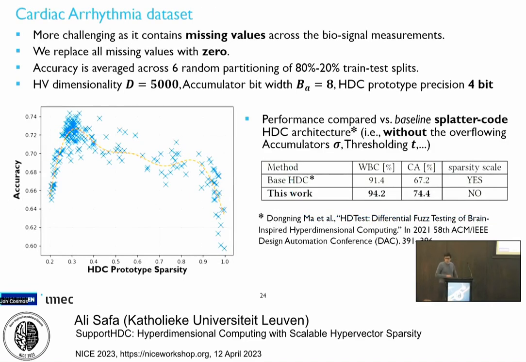We also did some tests with the cardiac arrhythmia dataset from UCI. It's more challenging because it has some missing values in the dataset. And we replace these missing values with 0. It's not the most optimal thing to do, but for the sake of the example. And here we use a dimensionality of 5,000. And again, we can generate these accuracy versus sparsity curves. And again, we see that the trend is that when you augment sparsity, your accuracy diminishes.